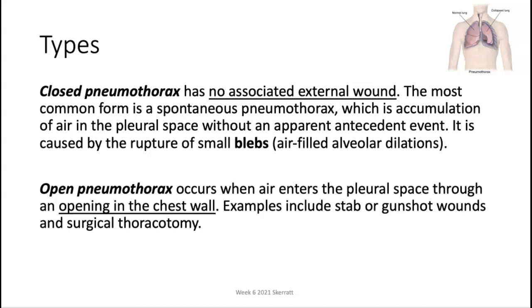Oftentimes you see this with young adults for some reason, and other times I see it with COPD patients where there's a rupture of small blebs, which are air-filled alveolar dilations. Open pneumothorax is when air enters the pleural space through an opening in the chest wall, and typically you see this with gunshot or stab wounds and during a surgical thoracotomy where you're actually cutting into the pleural space.